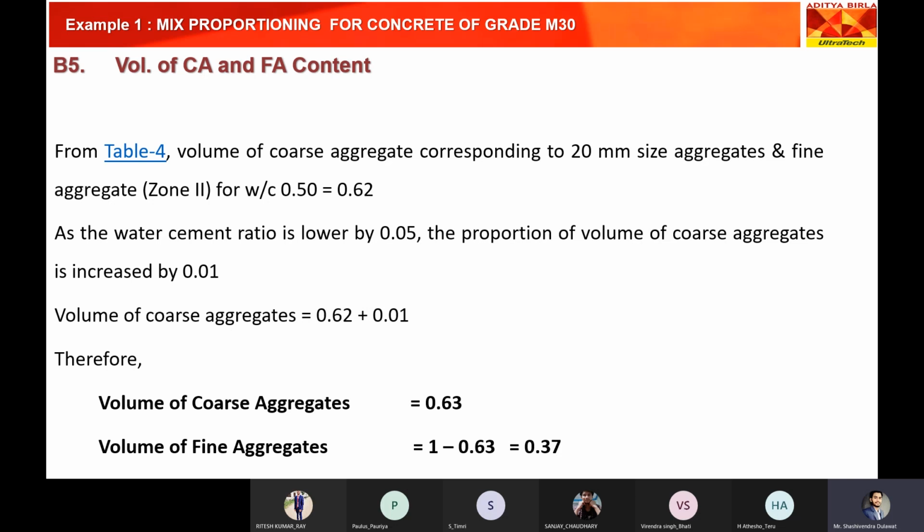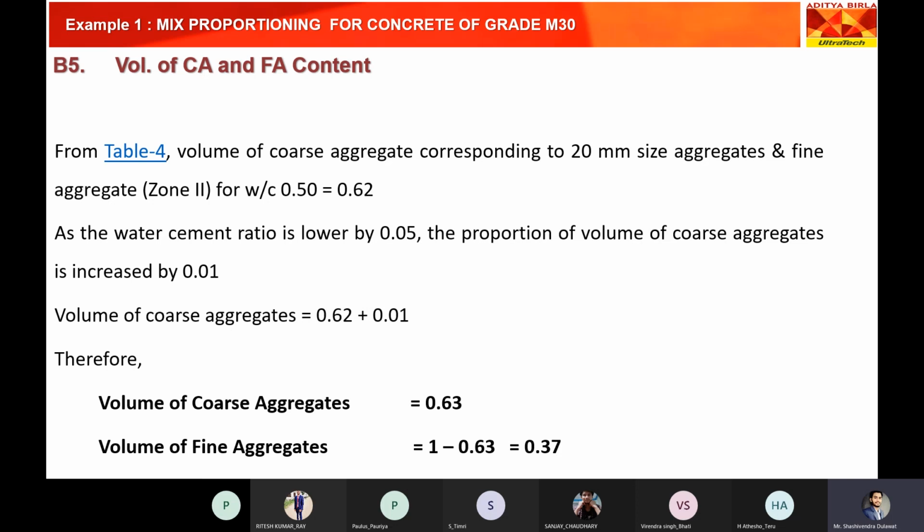As the water-cement ratio is lower by 0.05, the proportion of volume of coarse aggregate is increased by 0.01. So the volume of coarse aggregate is equal to 0.62 plus 0.01. Therefore, the volume of coarse aggregate is equal to 0.63, and the volume of fine aggregate is equal to 1 minus 0.63, which is equal to 0.37.